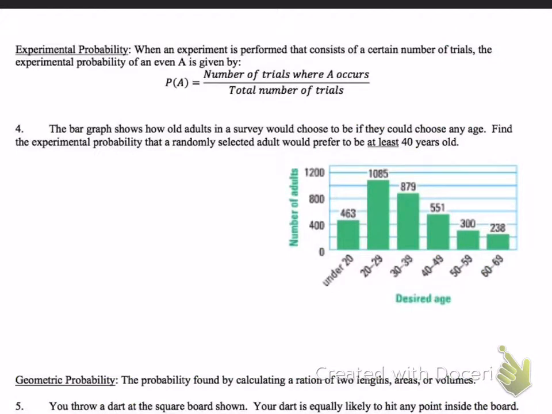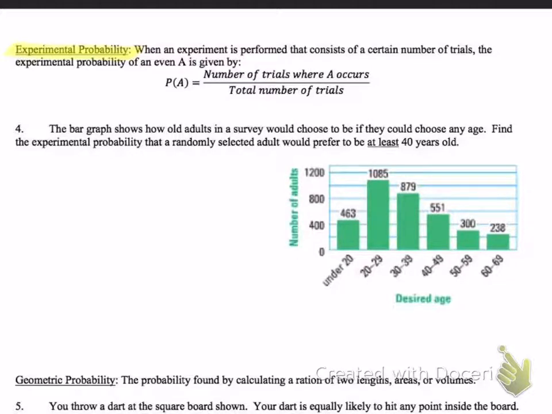All right, so this is experimental probability. This is like what actually happens. So if I were to flip a coin 100 times and I landed on tails 43 times, then the experimental probability would be 43 out of 100, whereas the theoretical probability would be 50 out of 100. So it's what actually occurs versus what ideally should occur.